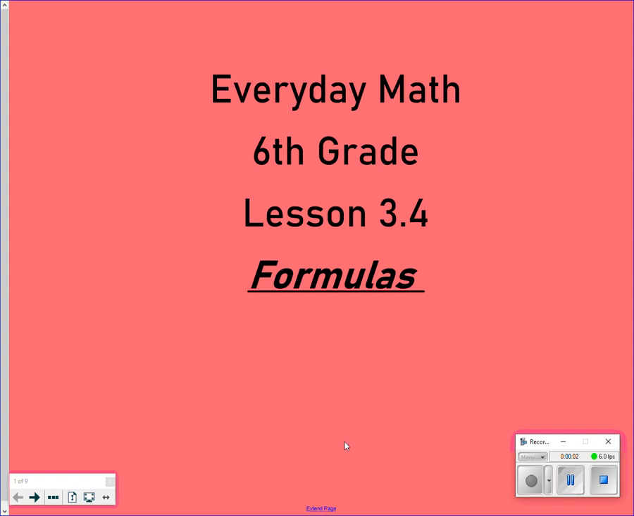Hello, sixth graders. Today we're going to be looking at some tables, and we're going to be forming formulas that will help us solve these tables.